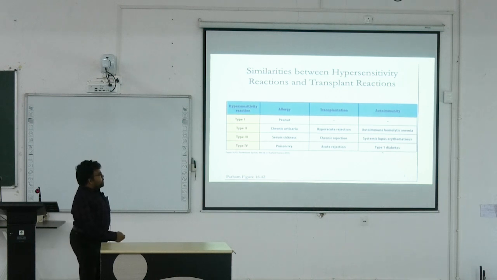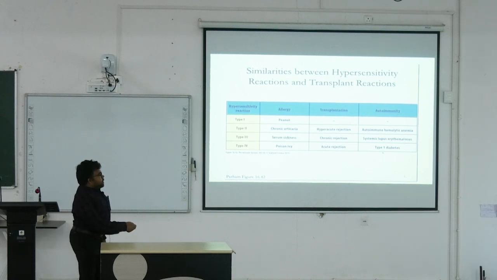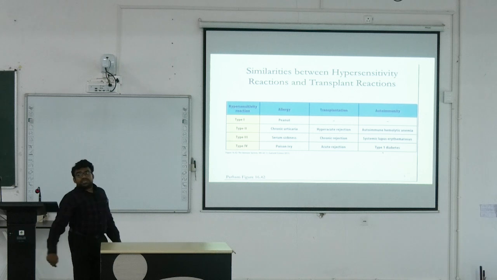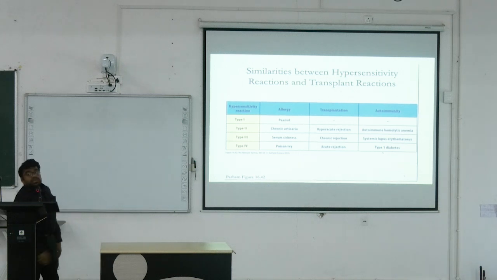This type is mainly by antigen antibody complexes. In case of hypersensitivity, it is similar to serum sickness. If you read autoimmunity, it will look like SLE, where a number of autoantibodies are seen.